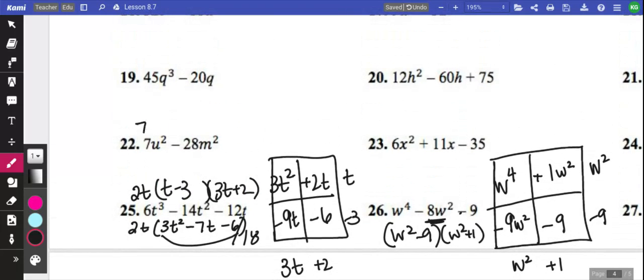This one they have in common 7, which will leave me with u squared minus 4m squared. U squared is found by u times u, and 4m squared is 2m times 2m.